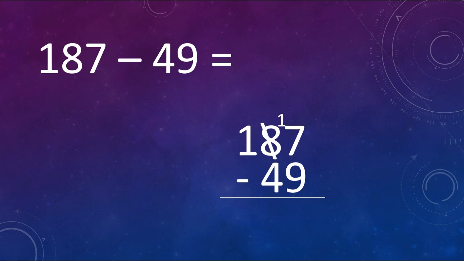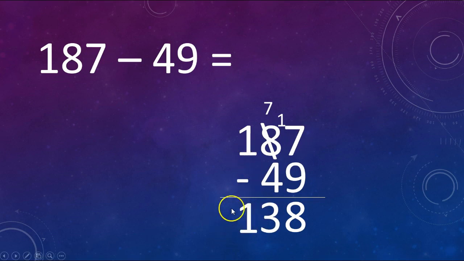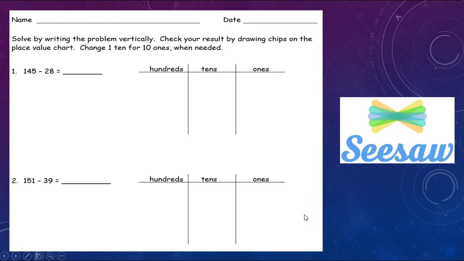The 8 is going to turn into what number? 7. What is 17 minus 9? 8. And what is 7 minus 4? 3. And we bring down the 1. And our answer is 138. It is now your turn.